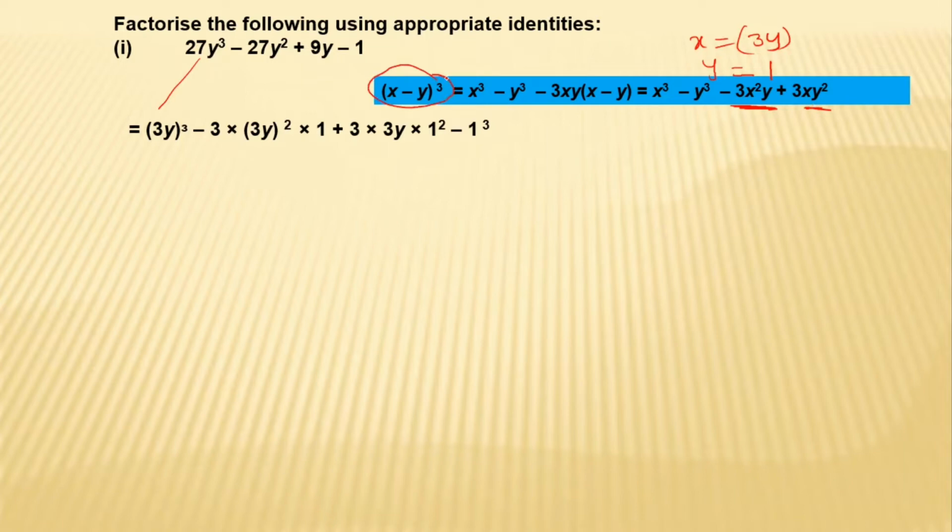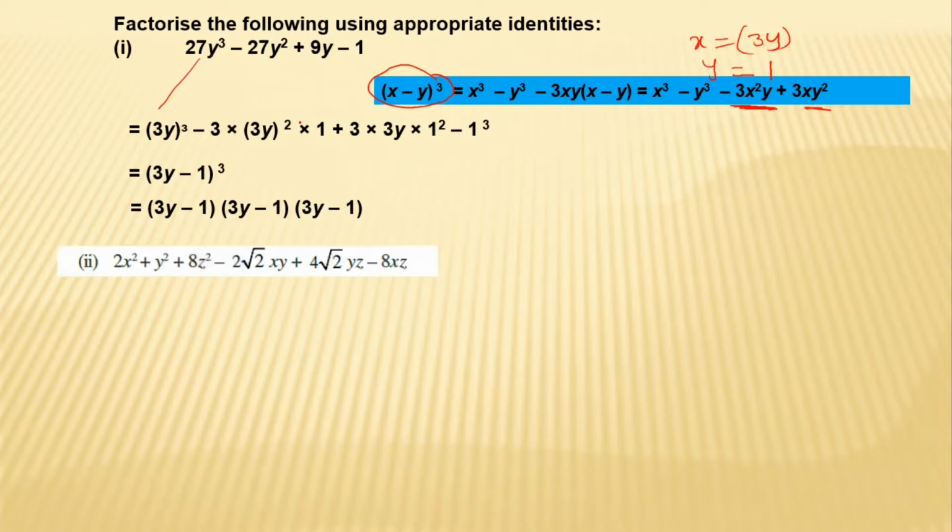So this identity is in the form of (x minus y) the whole cube, which can be written as (x minus y) thrice, that is (3y minus 1) into (3y minus 1) into (3y minus 1), and these are the factors of the given cubic polynomial.